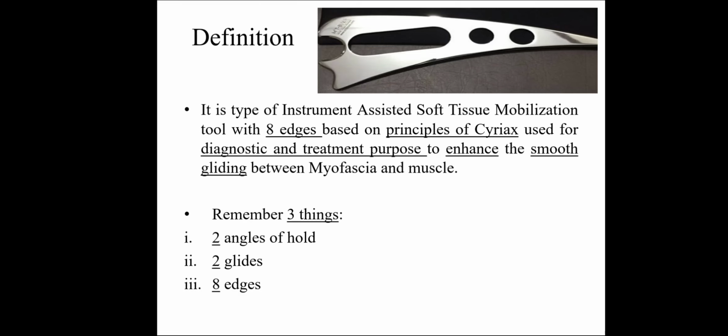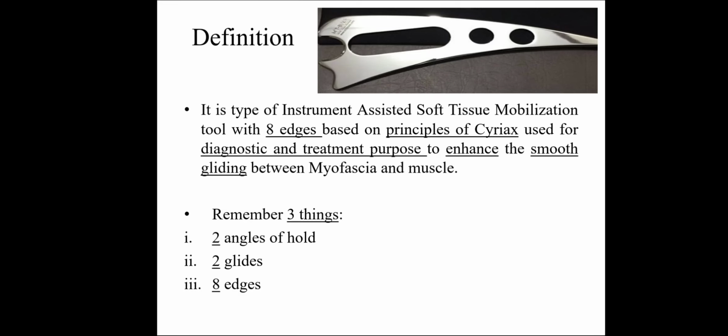Also, the treatment or the diagnosis purpose used in this tool are based on the principles of Cyriax. Now coming to the principles of Cyriax, which are 3 principles stating that every pain has a source, treatment should reach the source and treatment should benefit the source, thus decreasing the pain. So this tool relies on the principles given by Cyriax. Also, this tool can be used for diagnostic as well as treatment purpose. Now in the end of the treatment, what this tool is going to do is, it is basically going to enhance the smooth gliding between myofascia and muscle, thus decreasing the painful movement, pain occurred due to muscle only.